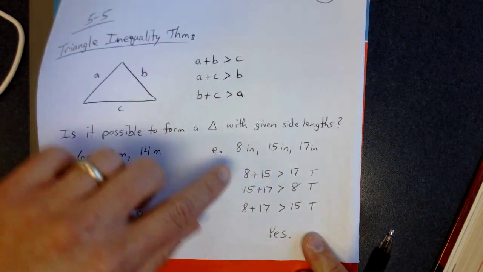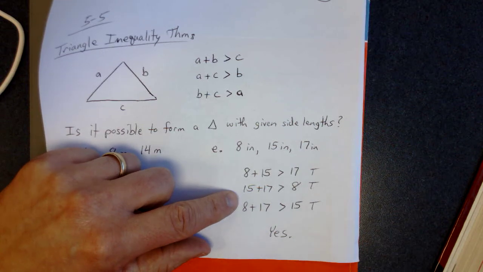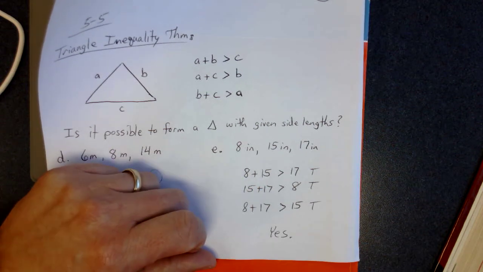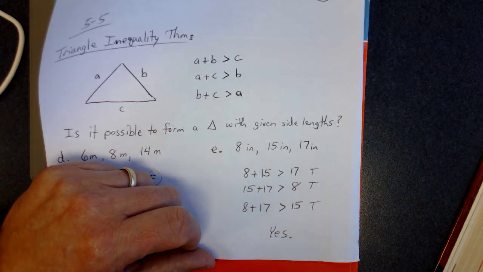And if they ask you to explain why, you'd just be able to go up here to these three inequalities and say that all three of those inequalities were true, so it would be possible to make a triangle from those three lengths. Okay, and that is it for section 5.